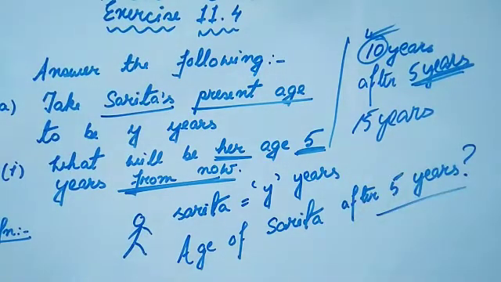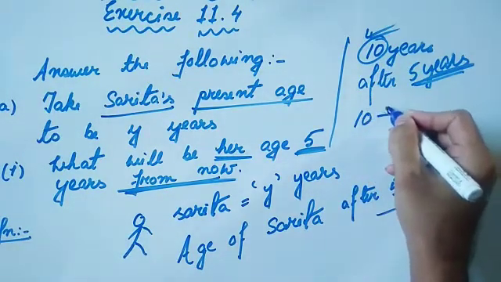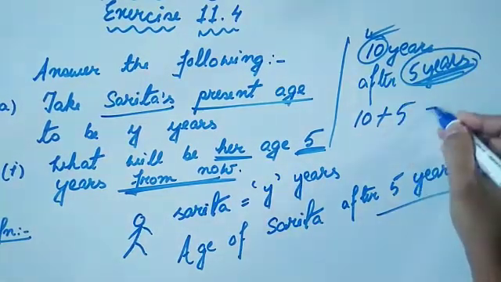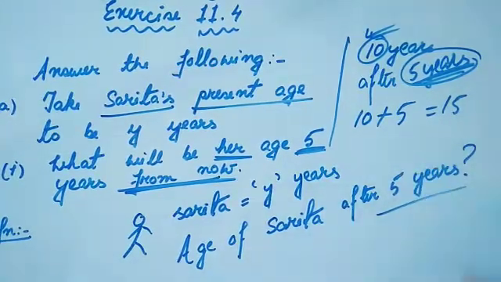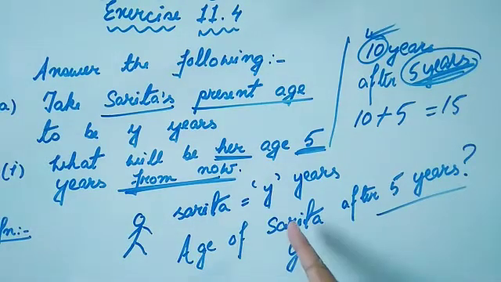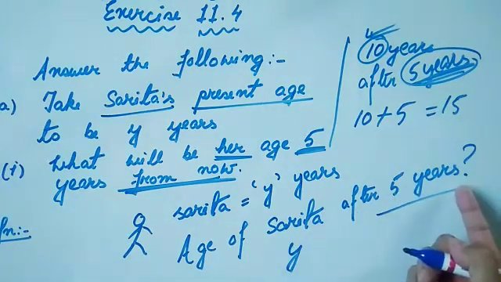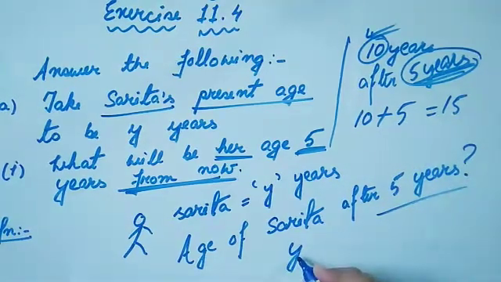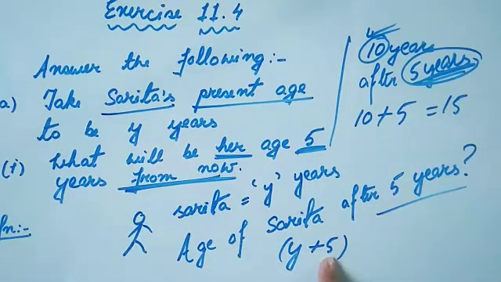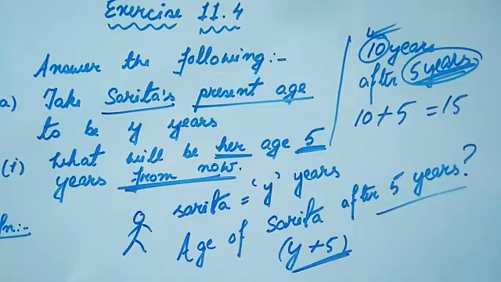But how do you get this 15 years? It is very simple, right? Your present age, that is 10, is added by the years, that is 5 years. So 10 plus 5 will be 15 years. Similarly, in our question, the present age of Sarita is Y, and the question asks us to find the age of Sarita after 5 years. So 5 years will be added to the present age of Sarita, that is Y plus 5. So this will be our answer.